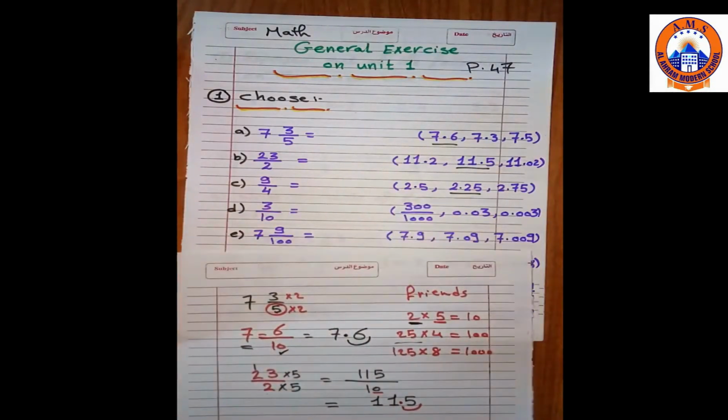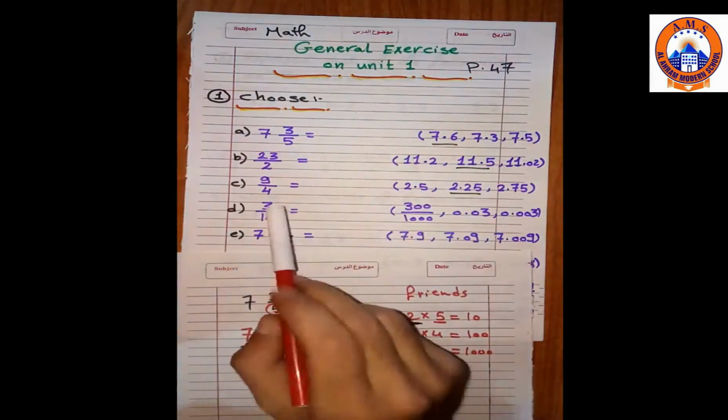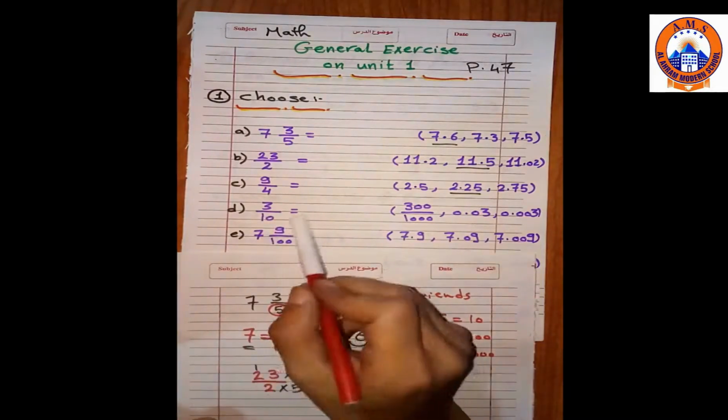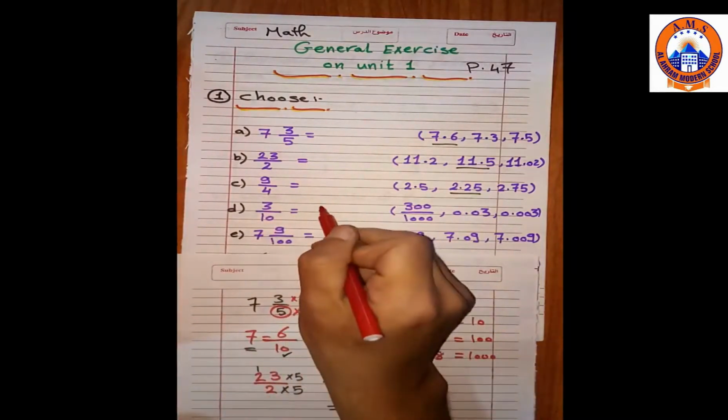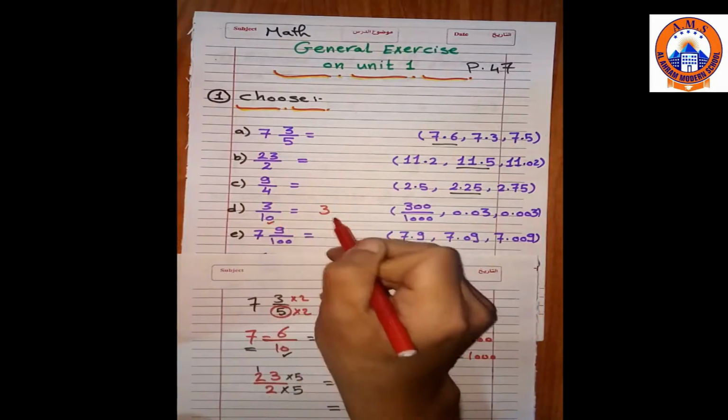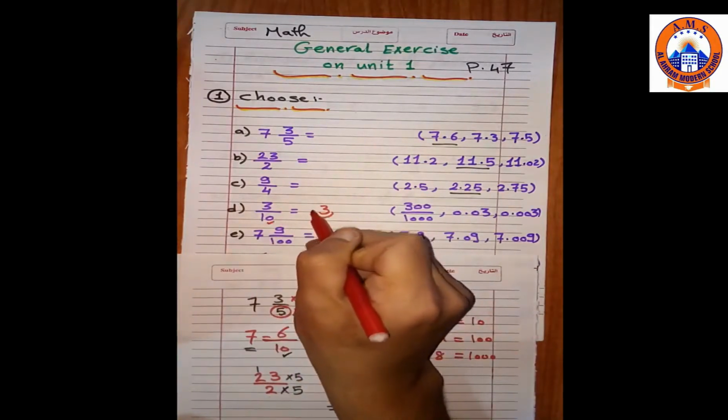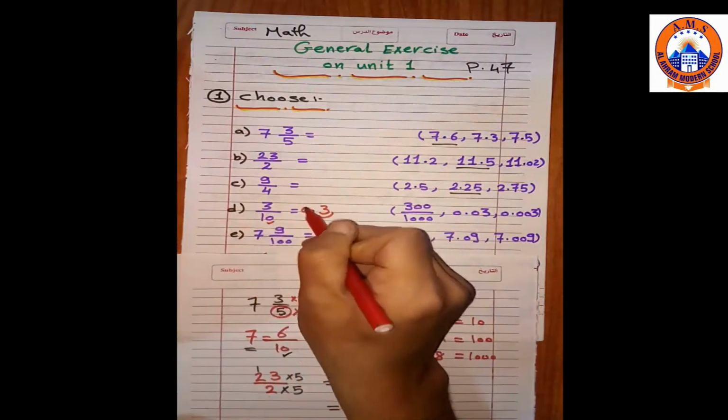The next question, we have 3 over 10. And if we want to change it to a decimal, it will be 0.3 because I will put 3. Then I'm gonna pass one digit. Here is one digit. I'm gonna put a point. There is nothing here, so it's a 0.3.